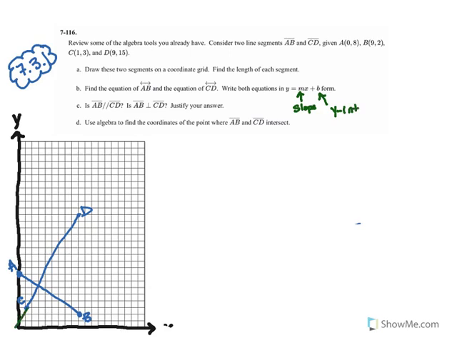So we're going to go down here, and I'm going to have to extend this line a little bit for CD. But on AB, our y-intercept is 8. So we're going to have y equals something x plus 8. Now we just need to figure out our slope. And remember, slope is rise over run.